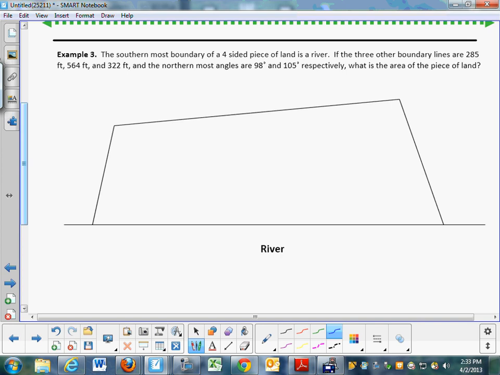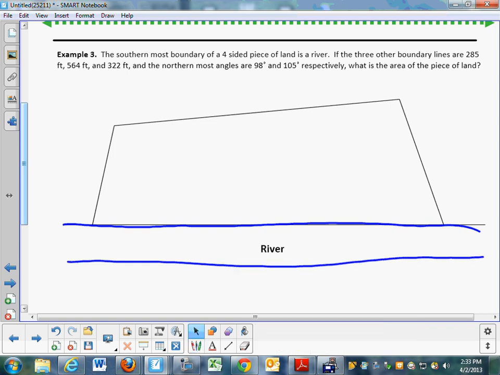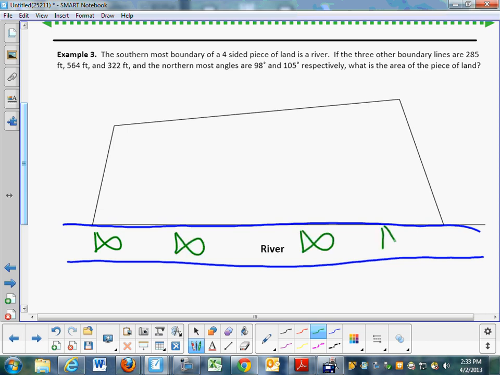Which brings us to our final problem. It says, example 3. You will have a problem like this on your test, I promise you. This will be 6 points on your test. The southernmost boundary of a four-sided piece of land is a river. There's our river.